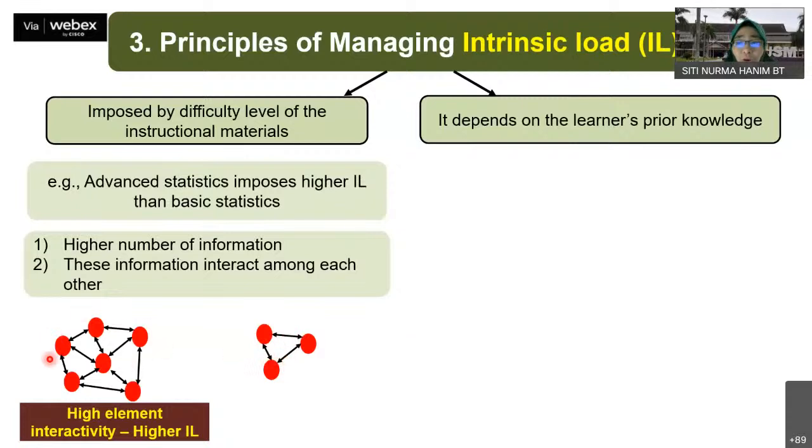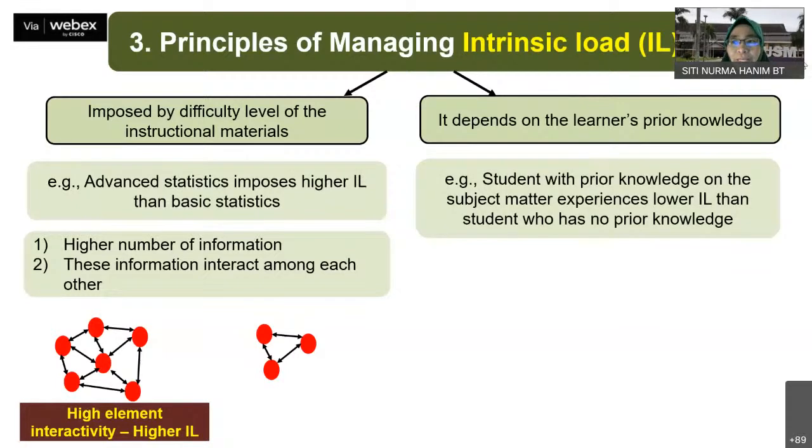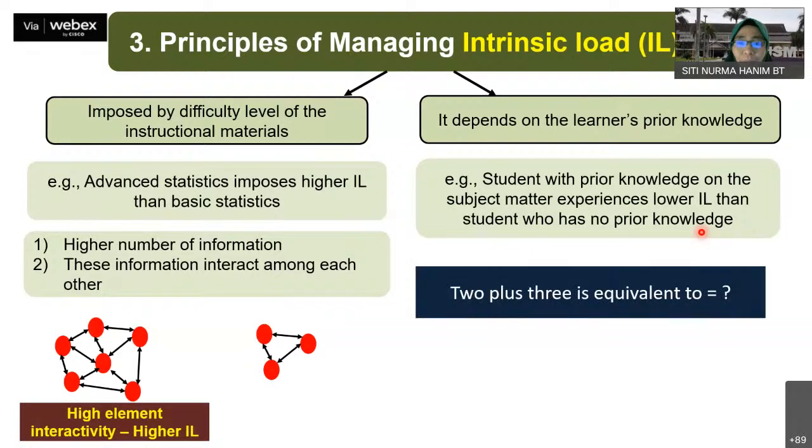So if your content is like this, you have to expect that your lecture will impose high intrinsic cognitive load on the student. You cannot change that information, that fact, but you can manage the intrinsic load to make the student perceive it as less difficult. And it also depends on the learner's prior knowledge. Like I mentioned just now, if students have some prior knowledge, they will perceive less intrinsic load. The intrinsic load when we measure it is lesser compared to those without prior knowledge.